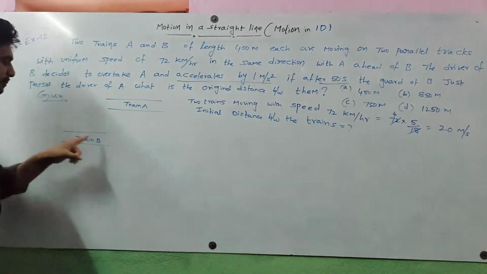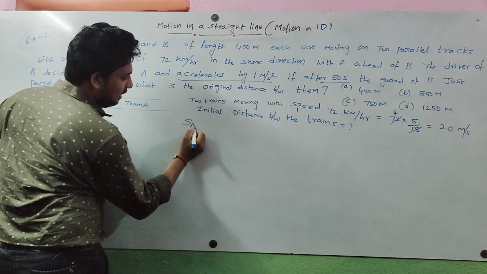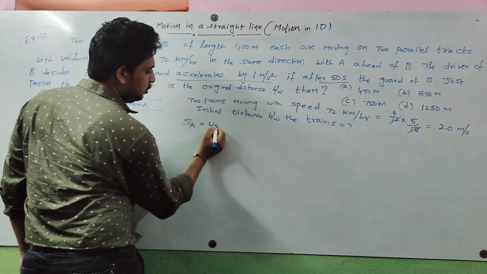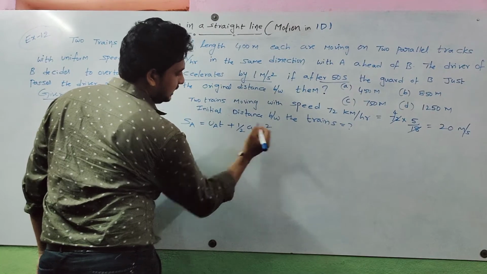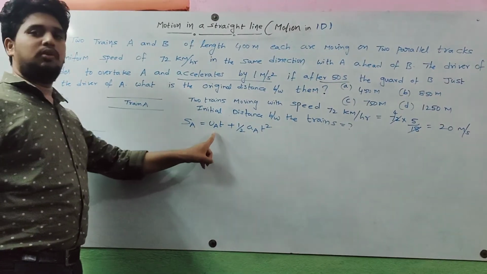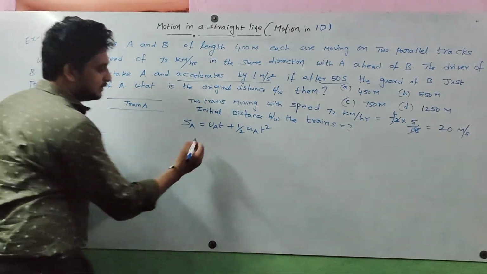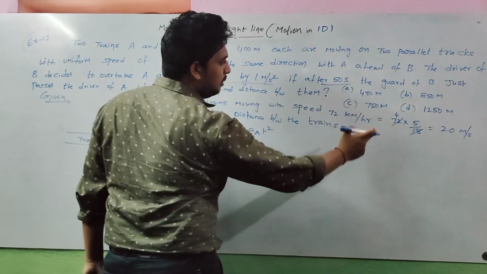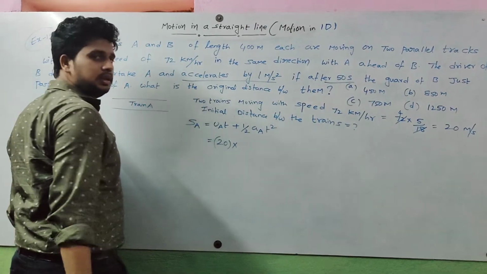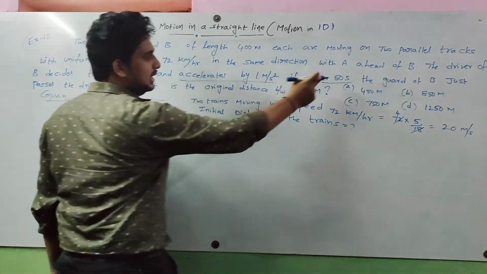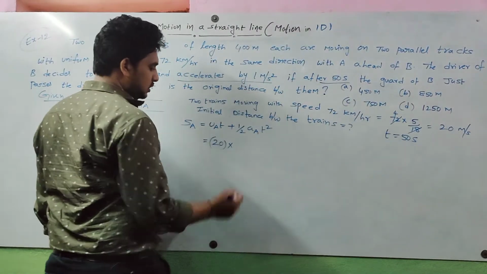How to find it? B overtakes A. So here the distance traveled by train A is equal to u t plus half a t square. The distance traveled by train A is equal to initial velocity into time plus half a t square. Already you know this formula. So from this formula, initial velocity you already know: both trains are moving with the speed of 20 meters per second. 20 into time, and time is given as 50 seconds.